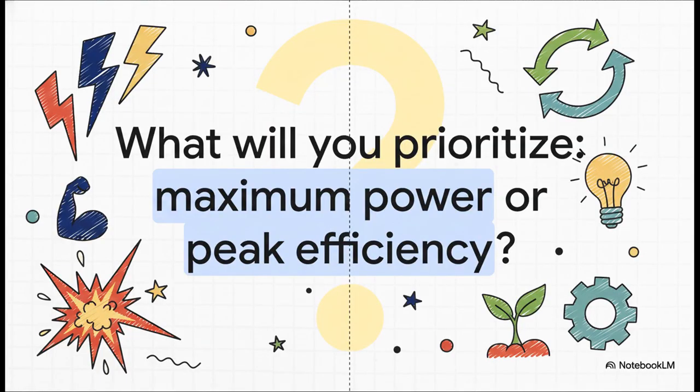So we'll leave you with this thought. As AI hardware keeps advancing at this absolutely incredible pace, the choice isn't just about which card is better. It's about deciding what matters more for the future that you're trying to build. Is it raw, unbridled power, or is it smart, sustainable efficiency? What are you going to prioritize?